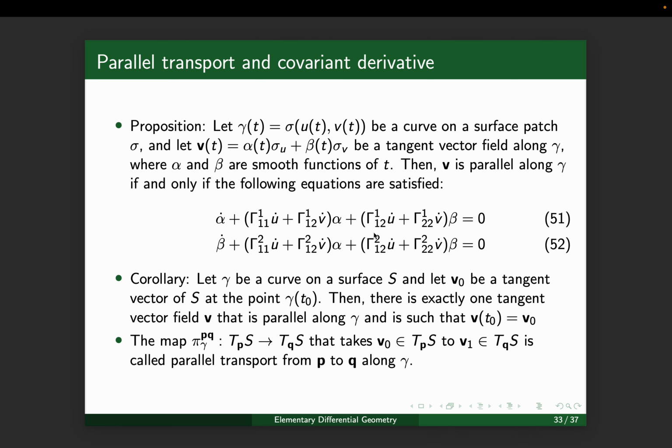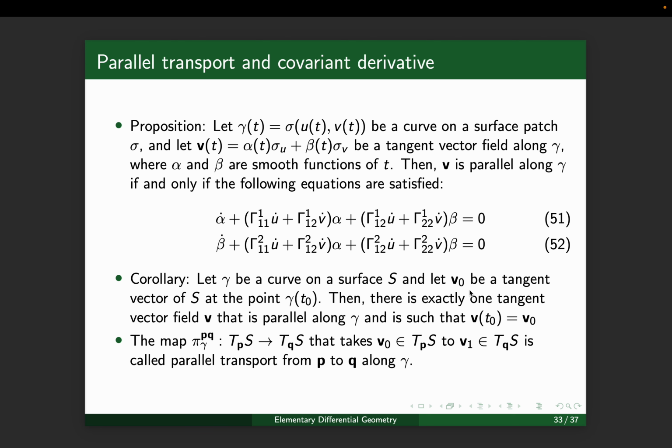We have one more proposition to prove here. Let gamma of t be a curve on the surface patch, and let the tangent vector field along gamma be given in terms of sigma u and sigma v, with coefficients that are smooth functions of t. Then this vector field is parallel along gamma if and only if these equations are satisfied. One can prove this result, equations 51 and 52.